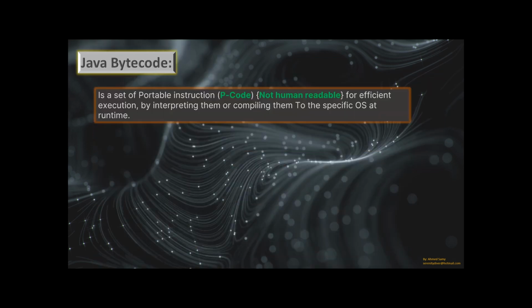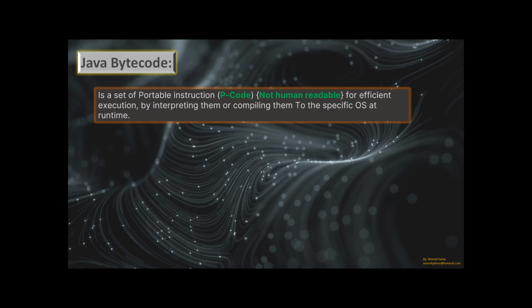Java bytecode. What is the bytecode exactly? Bytecode is the output of the Java compiler. When you compile your source code, you are converting this source code into another type of file, or a set of portable instructions, P-code. It's not human readable because it's made especially for efficient execution by interpreting them or compiling them to the specific operating system at runtime by the Java virtual machine.